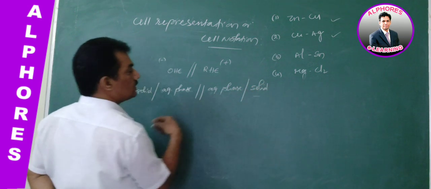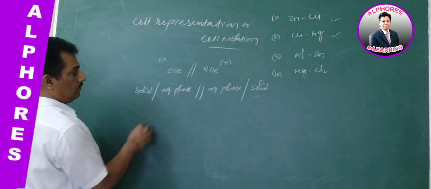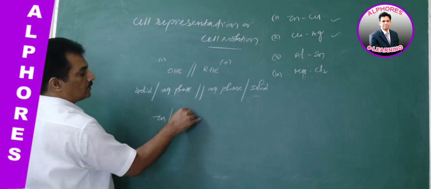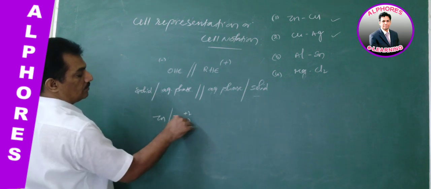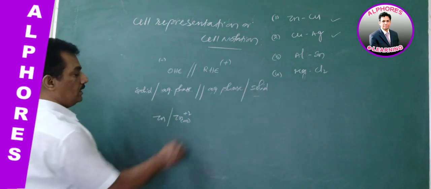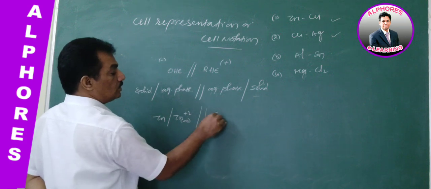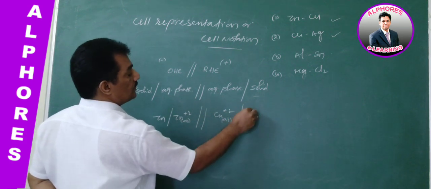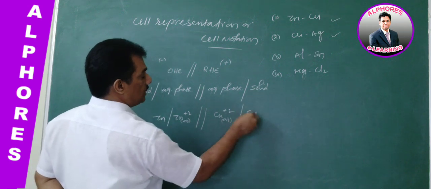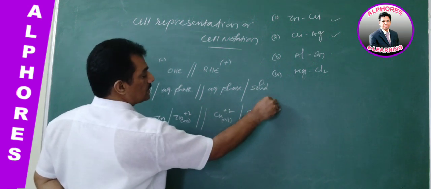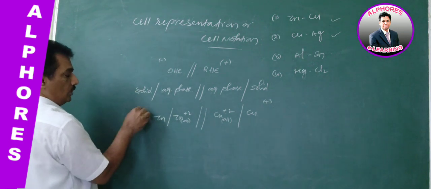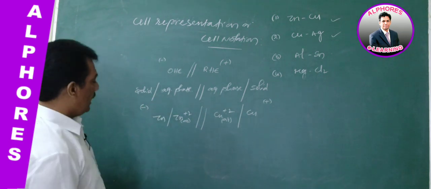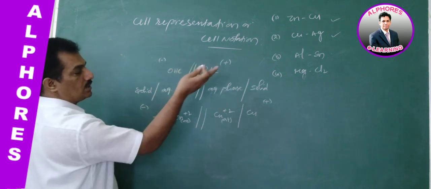For example, with this one, first let us write the G. Zn, Zn plus 2 in aqueous condition, and two parallel lines, Cu plus 2 aqueous phase, then Cu. It is being RHE plus representation, it is being OHE minus representation. Clear? And now the second one, copper and silver.